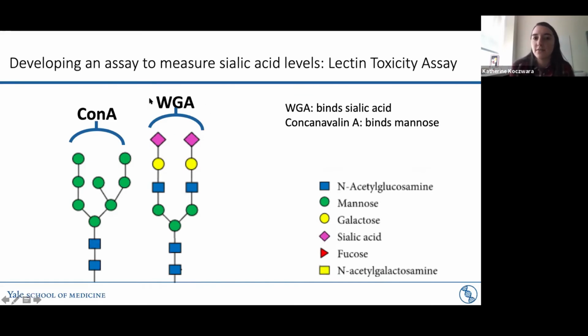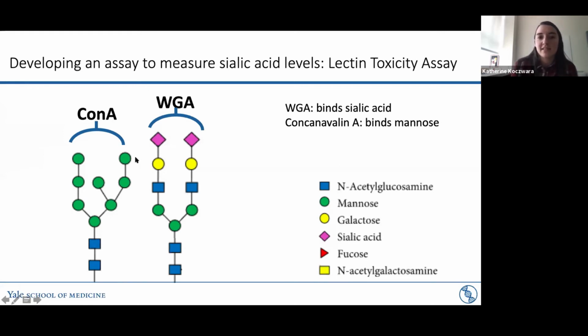Some bind to sialic acid. Wheat germ agglutinin is one that binds sialic acid, whereas others bind other sugars. Concanavalin A, for instance, binds mannose. And so using these two lectins, we can look to see how strongly they bind to cells based on whether they have sialic acid or not.